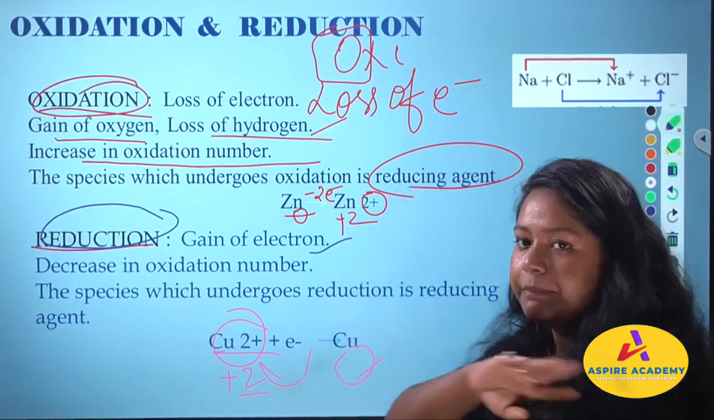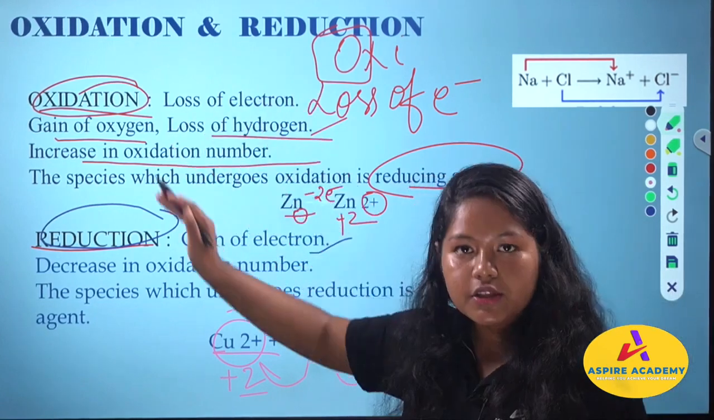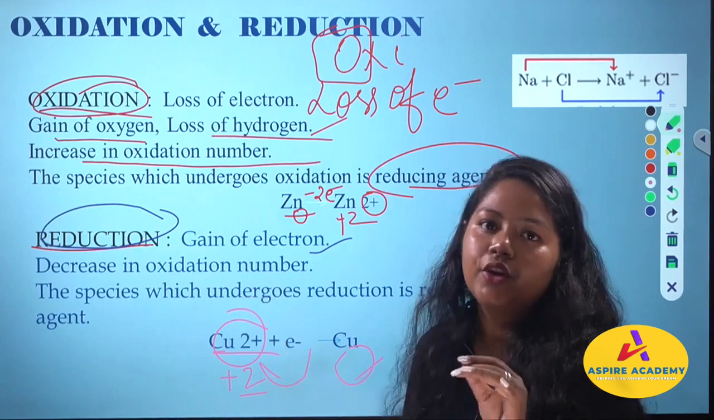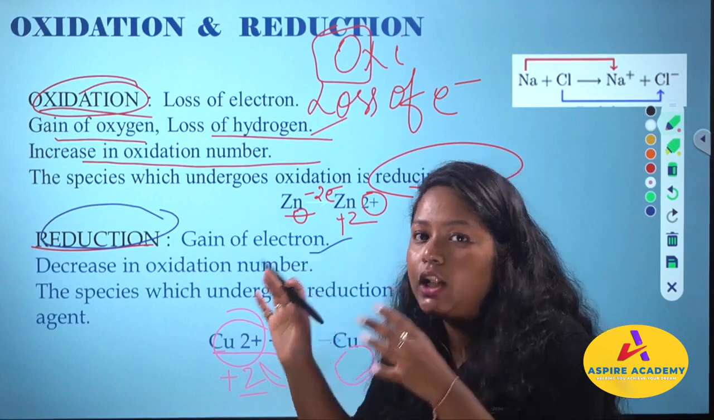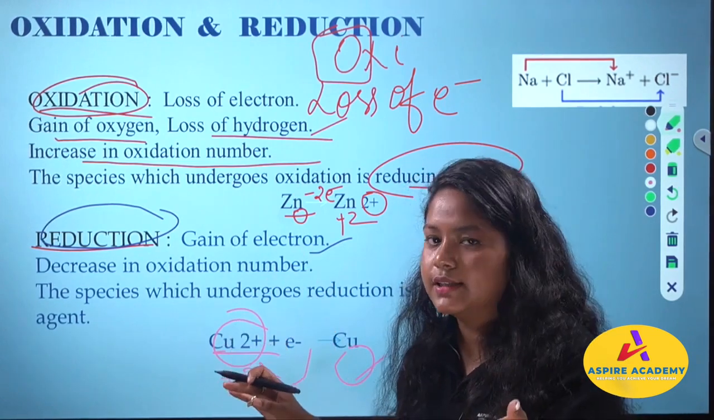Understood? Okay, let me repeat once again. In oxidation, there is loss of electrons, while in reduction, there is gain of electrons. Understood? In oxidation, there is gain of oxygen. O for oxidation, O for oxygen, gain of oxygen.